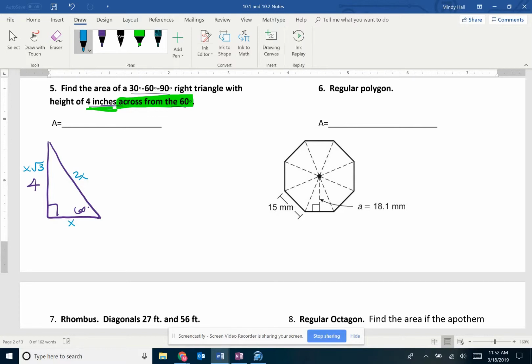We're fixing it now. So because I know my long side is 4, if I want to figure out what my short side is, I would do 4 equals x square root of 3. Then we divide by the square root of 3. And you notice that would give us x equals 4 over square root 3. So when we rationalize, we multiply by the square root of 3, which makes it 4 square root of 3 over 3.